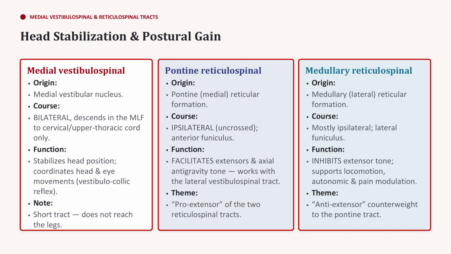Three tracts on one slide because they share the theme of postural background control. The medial vestibulospinal tract arises from the medial vestibular nucleus, descends bilaterally in the medial longitudinal fasciculus, and reaches only the cervical and upper thoracic cord. Its job is head stabilization, the vestibulocolic reflex that keeps your head steady and coordinates it with eye movements. Because it is a short tract, it does not influence the legs at all.